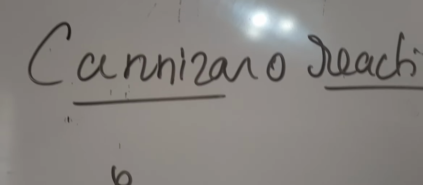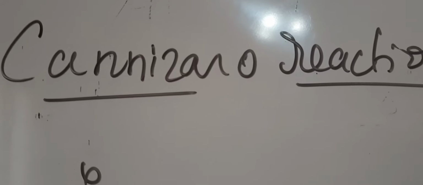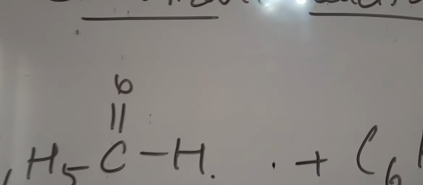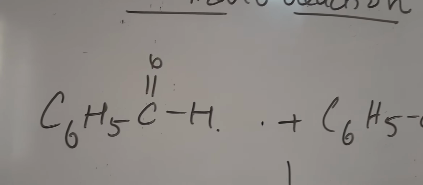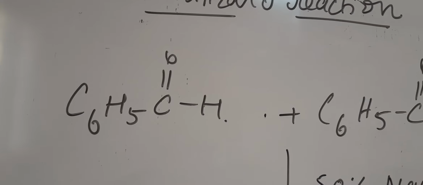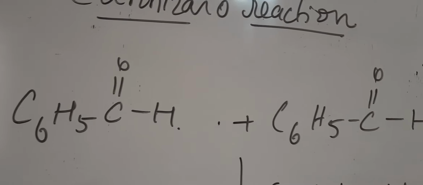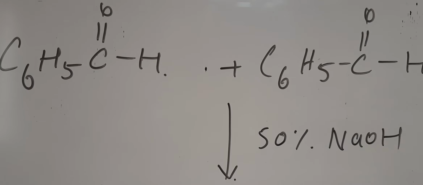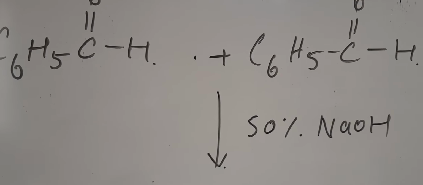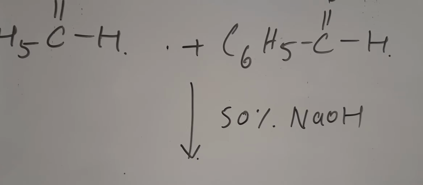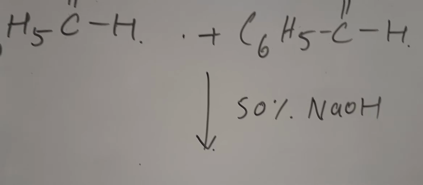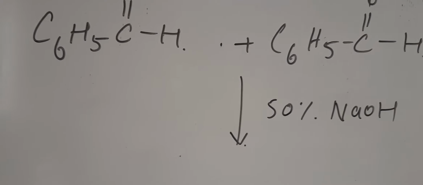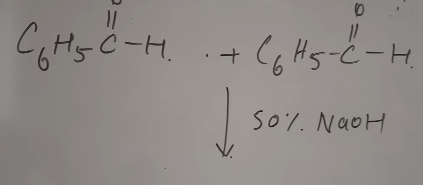In this video, we will see about Cannizzaro reaction. In Cannizzaro reaction, two aldehydes. So what I have taken here is the benzaldehyde. Two aldehydes that do not possess alpha hydrogen condense in the presence of concentrated alkali such as sodium hydroxide to form a mixture of acid and alcohol.